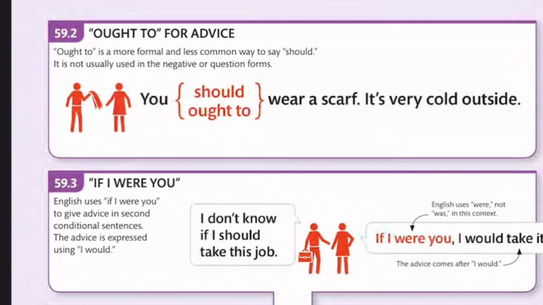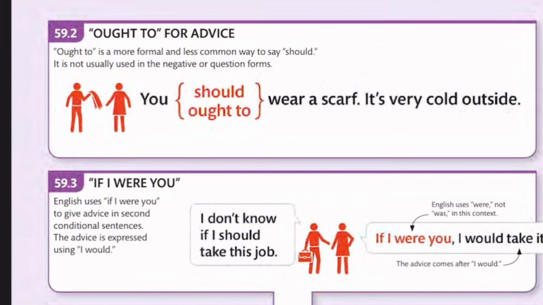Ought to is a more formal and less common way to say should. It's a more polite way. Maybe you are talking to a stranger and you want to advise a stranger. It is not usually used in the negative or question form. You say, you should wear a scarf. You ought to wear a scarf. It's very cold outside. You ought to wear a scarf. A more polite way.